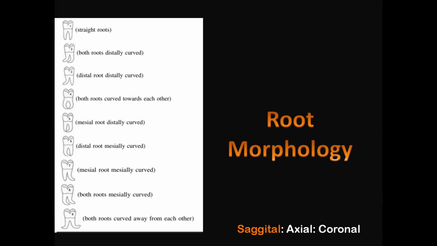When you have a curvature in the mesiodistal direction, you can see it in the sagittal view. When you have a curvature in the buccolingual direction, you will see it in the coronal view. So the sagittal and the coronal views are both very important for you.